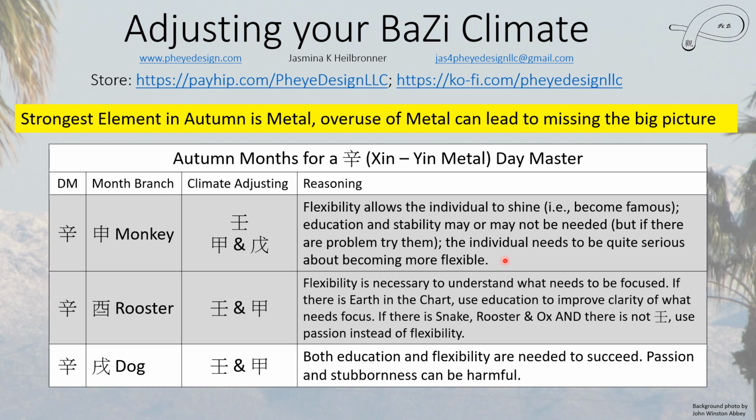But the individual has to be quite serious about becoming flexible. They can't just go with the flow and hope good things happen. They actually have to be focused on broadening their viewpoint. That's what flexibility is. So a Sin Metal Daymaster born in the month of the rooster, you do need flexibility. That's absolutely necessary, because remember, the Sin Metal wants to transform things. They want to shine. They want to be noticed.